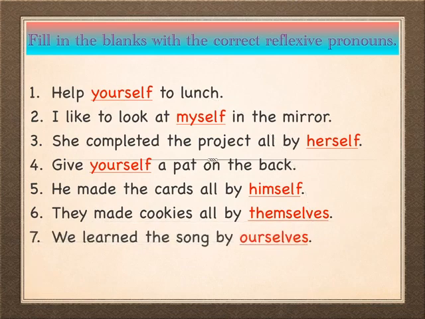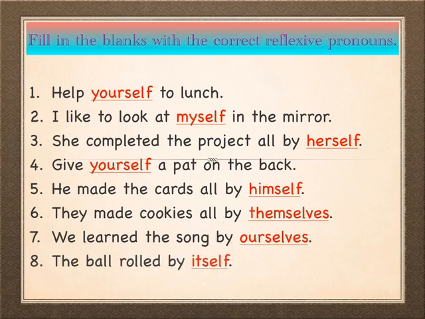Seventh, we learn the song by ourselves. So here the reflexive pronoun ourselves refer back to the subject we, which is first person plural. And the last one, the ball rolled by itself. So here itself is the reflexive pronoun referring back to the subject ball, which is third person singular neuter gender. So students, I hope that you have written all the answers in your textbook.